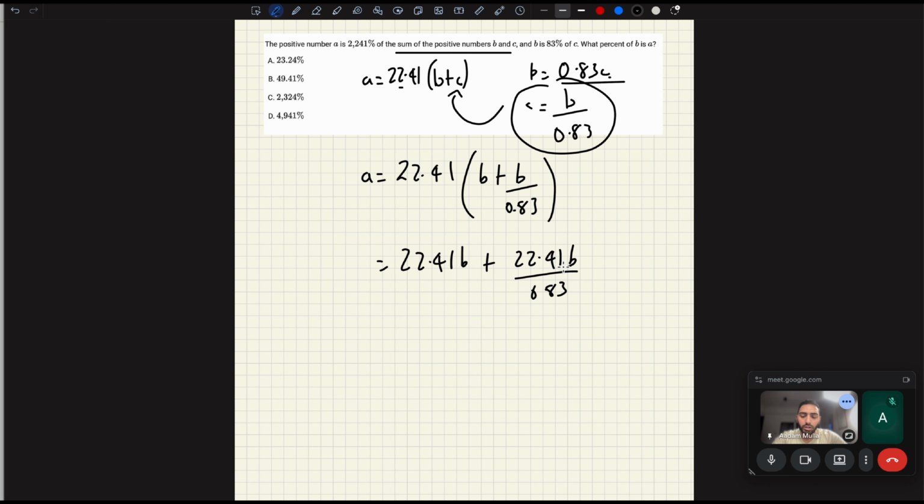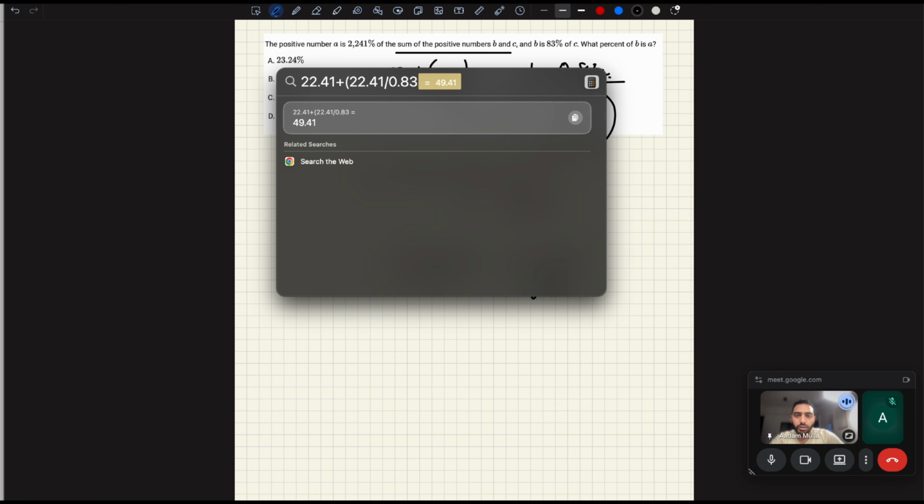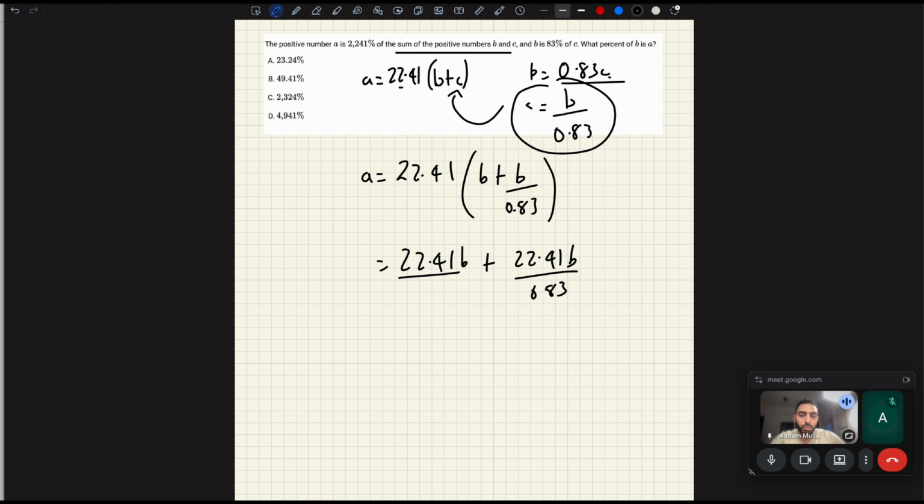So we've got 22.41 plus 22.41 divided by 0.83, which gives me 49.41. Now, a lot of students will just think, oh, this is the answer, and they will choose B. But we've got to remember, this is not a percentage. We need to multiply it by 100. So our final answer would be 4941%. So our final answer would be D.